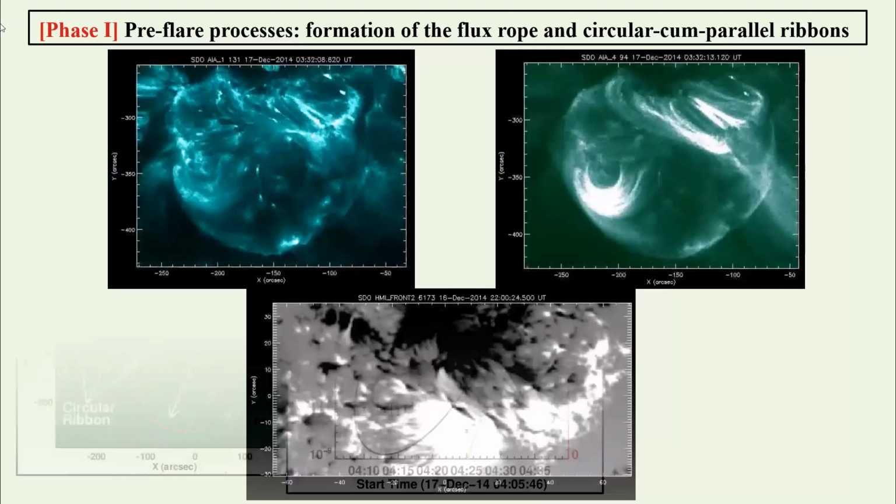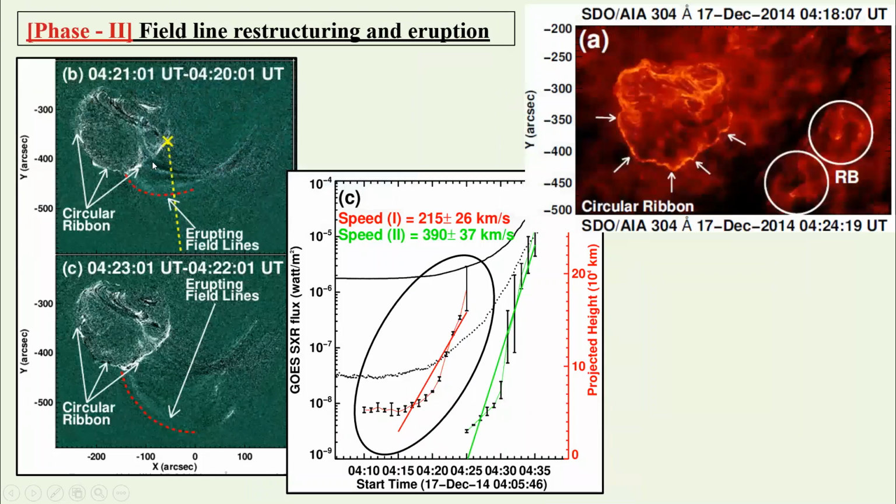Now, if we go to phase 2, we observed the field line restructuring and the eruption. First, on the left side, panels B and C show the eruption of field lines from the outermost field lines.